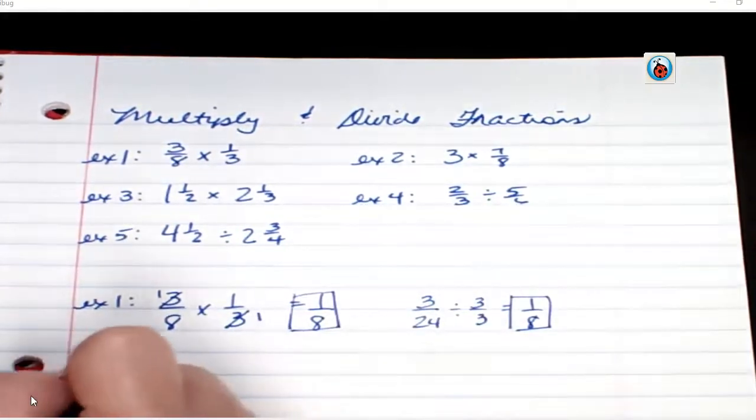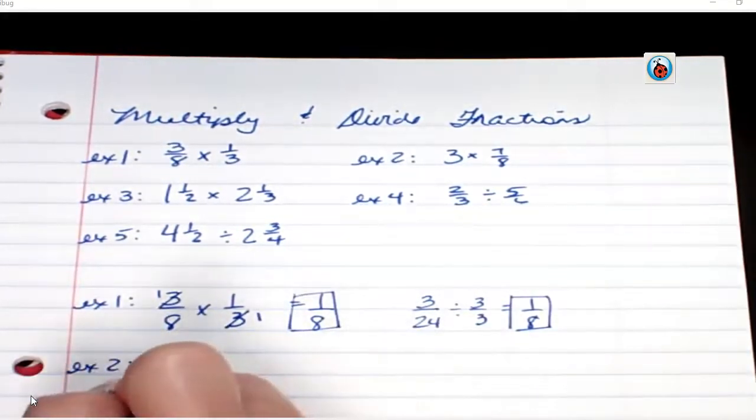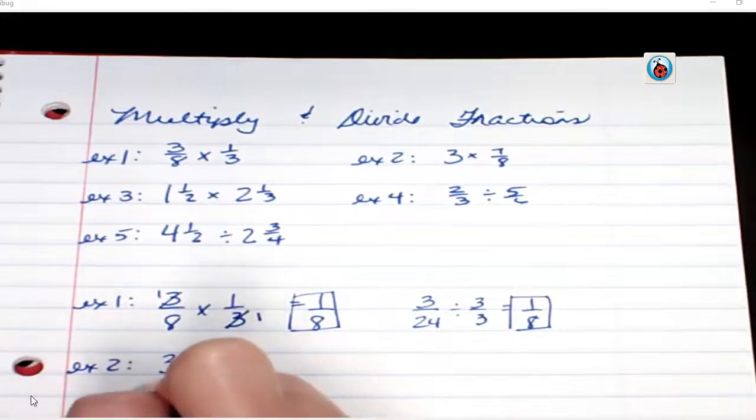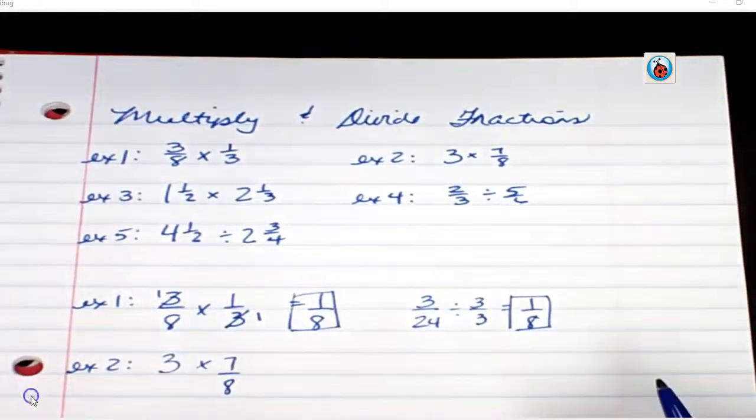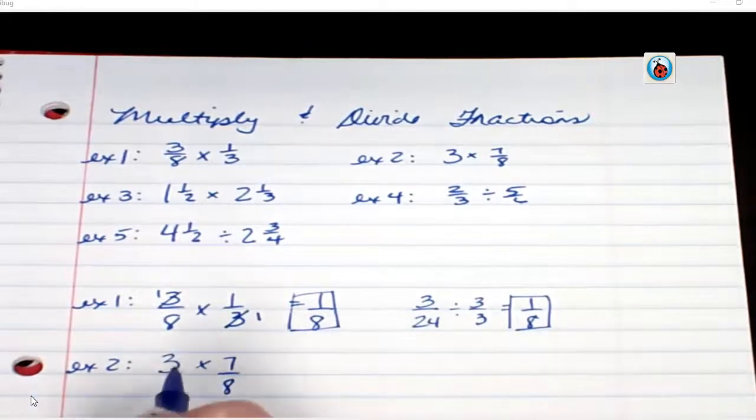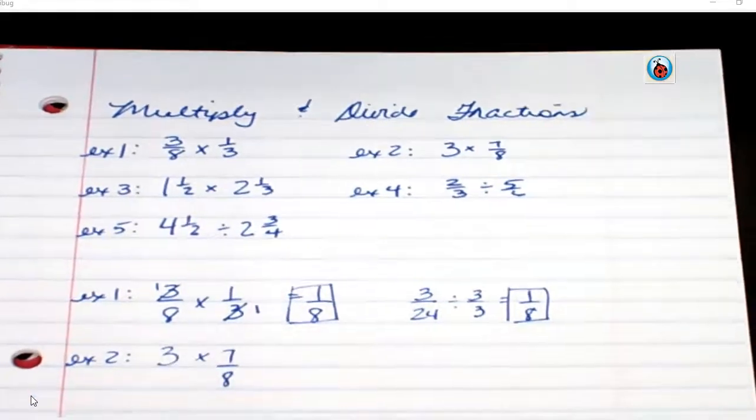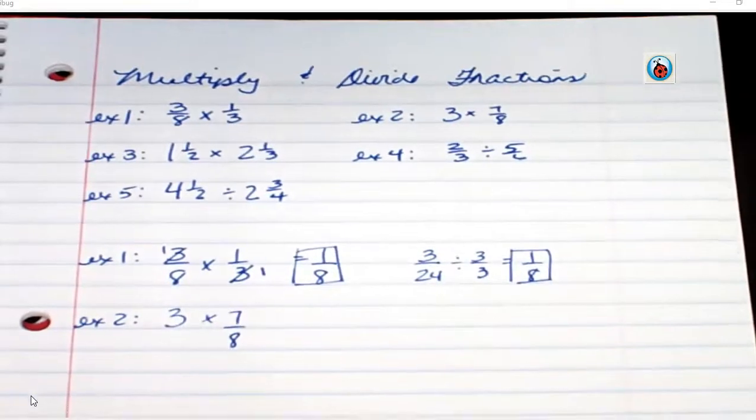Let's do another one. Number 2. 3 times 7/8. So the first thing we have to do is change this whole number to be a fraction. To make any whole number a fraction, you simply put it over 1.